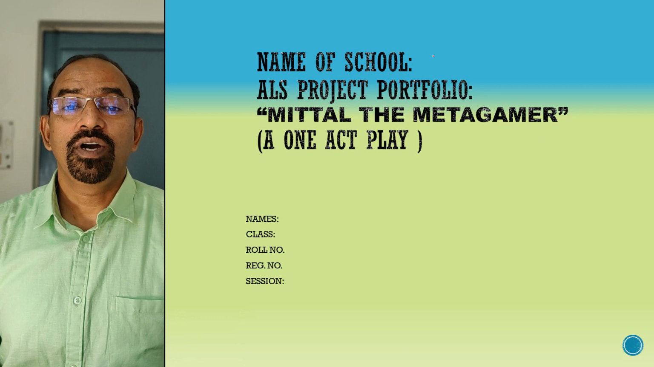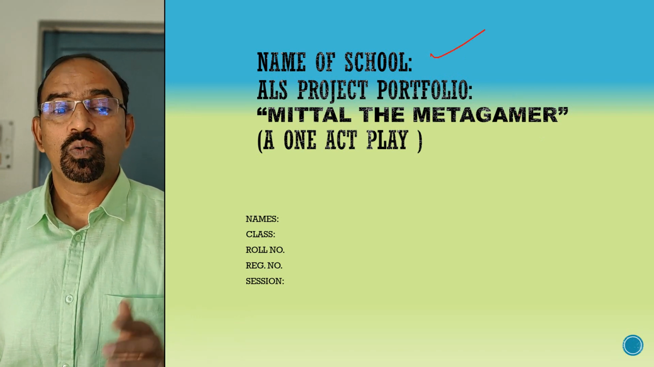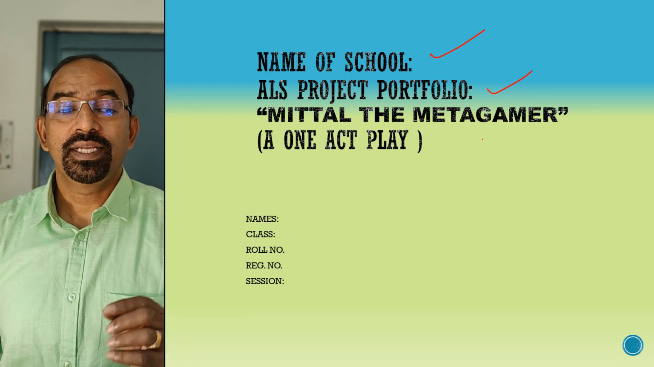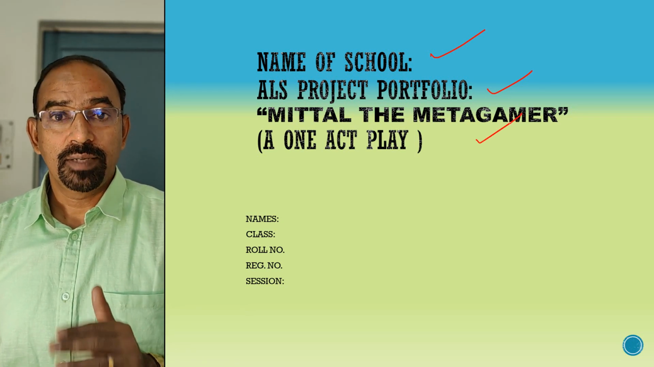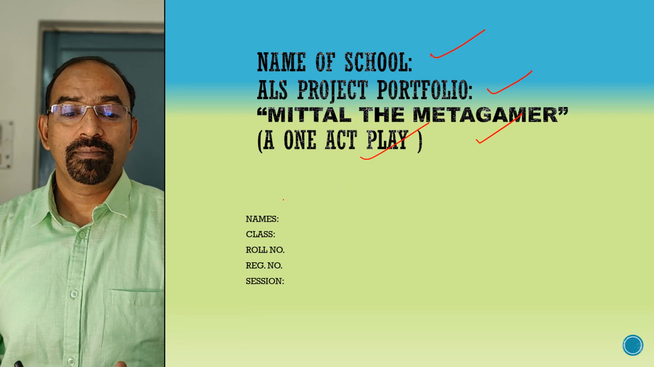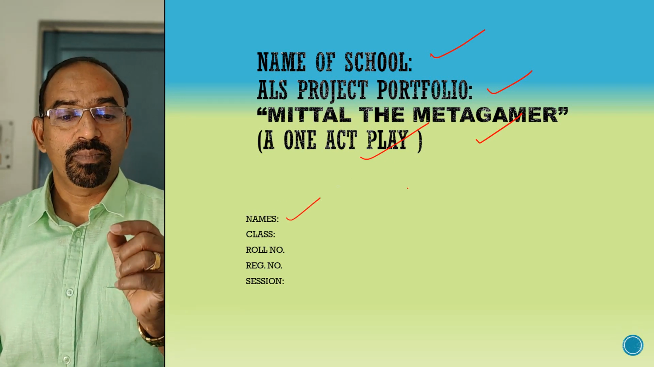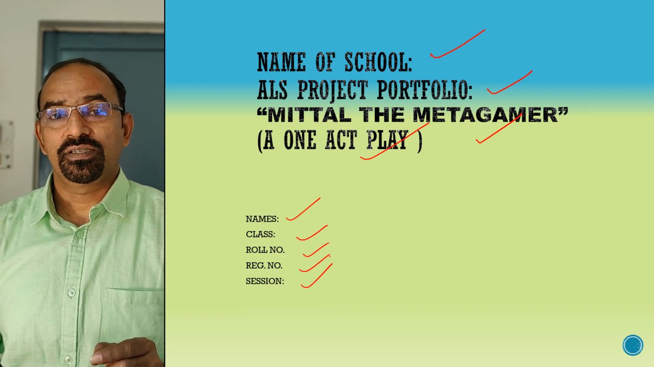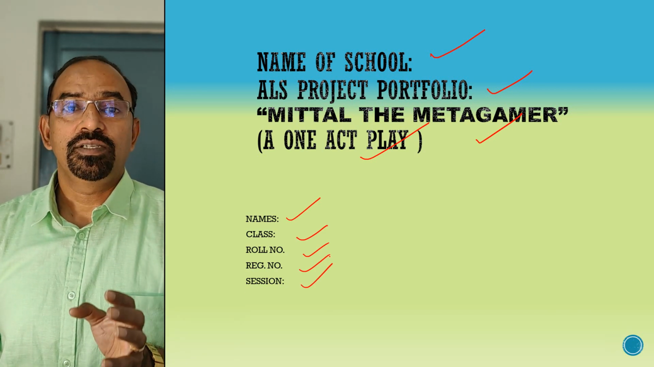In the first page, you have to give the name of your school. Then write ALS project portfolio. Then give the title Mittal, the Metagamer, a one-act play. Then names of all the participants, class, roll numbers, register numbers, and the session. This is the first page.